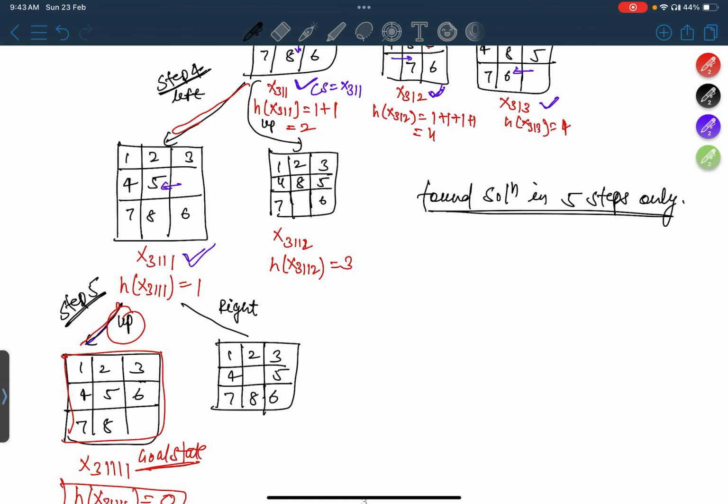Compared to, so this is a constant, right? Compared to your BFS, DFS, which takes the branching factor and so on, it would have taken much more steps to find the solution, and we have found the solution using hill climbing in 5 steps only. So they are computationally efficient.